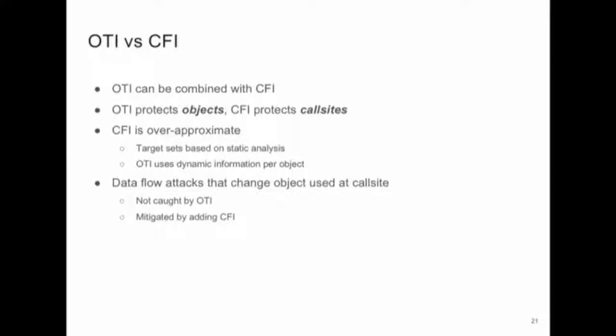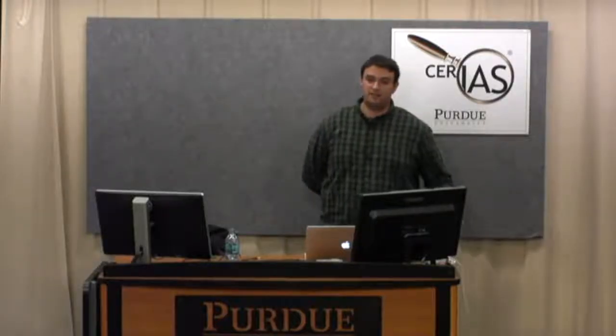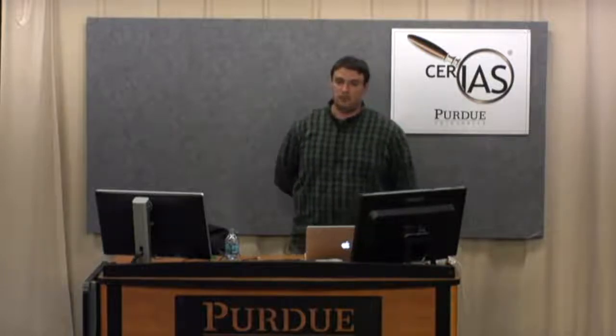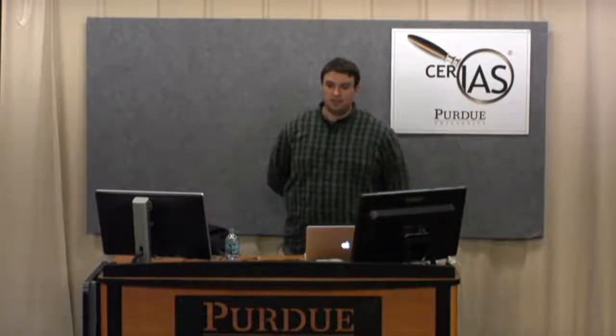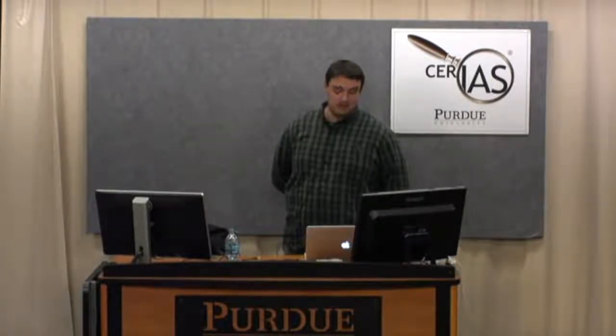We will make sure that the correct virtual function is called, but if it's the wrong object, well, we're going to get the wrong virtual function. So if you add in CFI, you can limit the set of objects that an attacker can substitute to ones that would be, at least, in the same class hierarchy. So this provides a little bit of extra defense there.